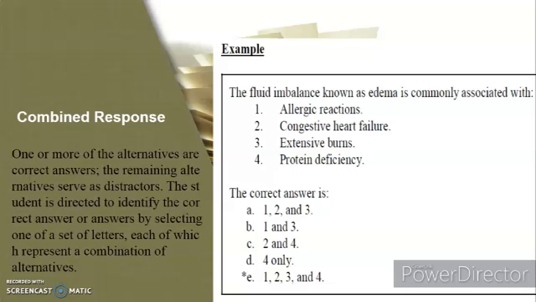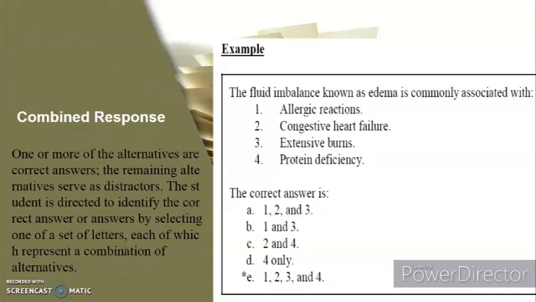And next we are going to the combined response. Here, one or more of the alternatives are correct answers. The remaining alternatives serve as distractors. The student is directed to identify the correct answer or answers by selecting one of a set of letters, each of which represents a combination of alternatives.